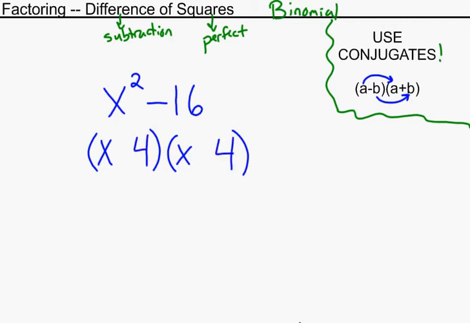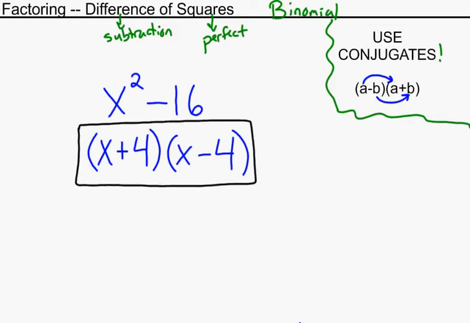And since I have middle terms that cancel out and I'm trying to get conjugates, they have to be exactly the same except the middle signs are opposite. One is plus, one's minus, and it doesn't matter which one's plus and which one's minus. So my factored form is x plus 4 times x minus 4.